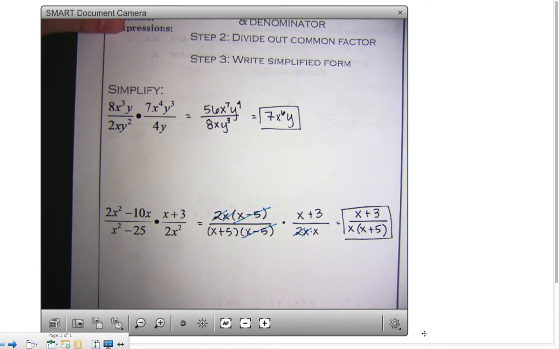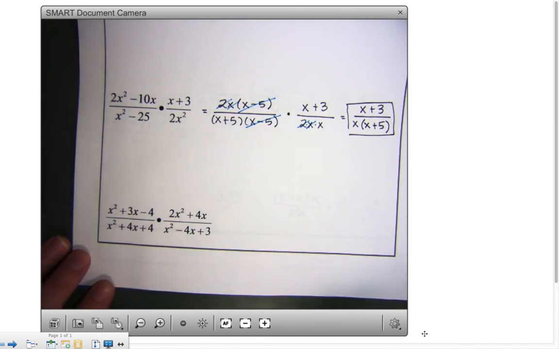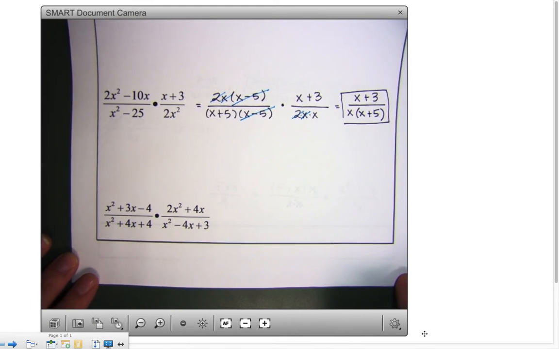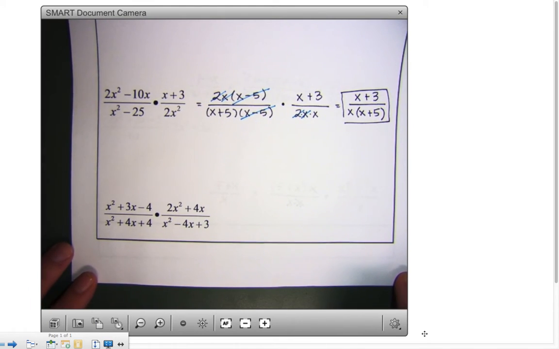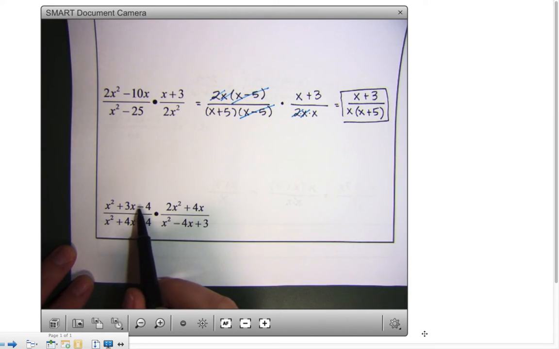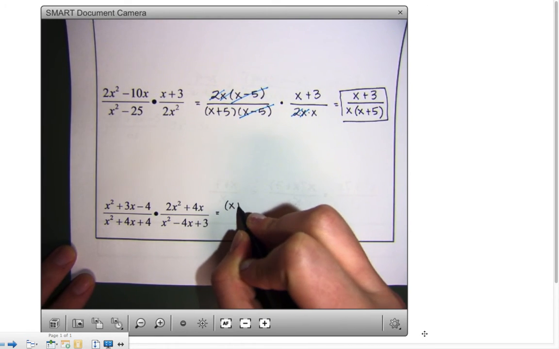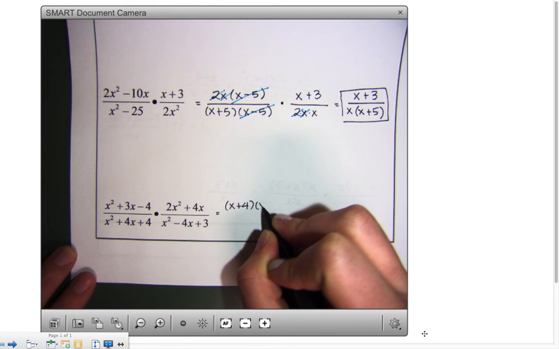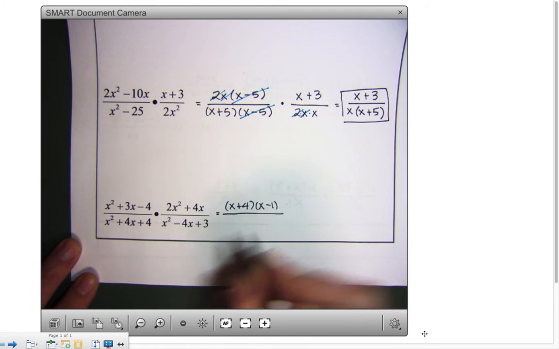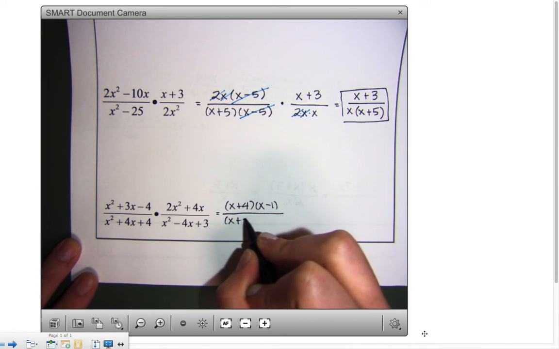All right, let's look at one more multiplying one before we do division. Notice every numerator and every denominator can be factored here. So we're going to have to factor 4 different expressions. So in the first one, factors of negative 4 that add to 3, it's 4 and negative 1. Factors of 4 that add to 4 are 2 and 2.